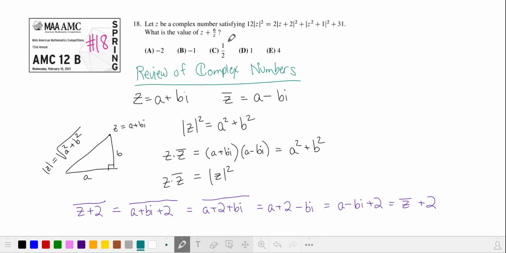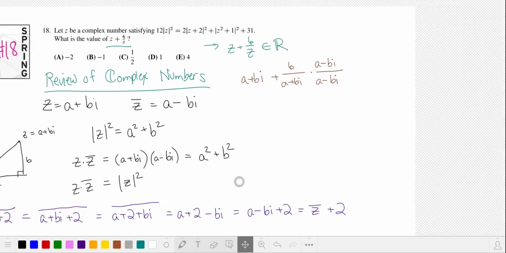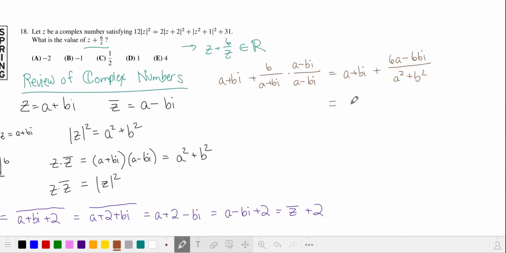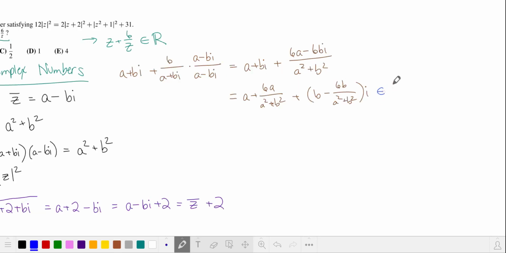We are asked to find z plus 6 over z that satisfies this equation. And we notice that all the possible values for this expression are real numbers. So substituting a plus bi for z and simplifying, let's collect the real terms and the imaginary terms. This expression, again, is a real number, which means the imaginary part disappears. This means that b is going to be equal to 6b over a squared plus b squared.